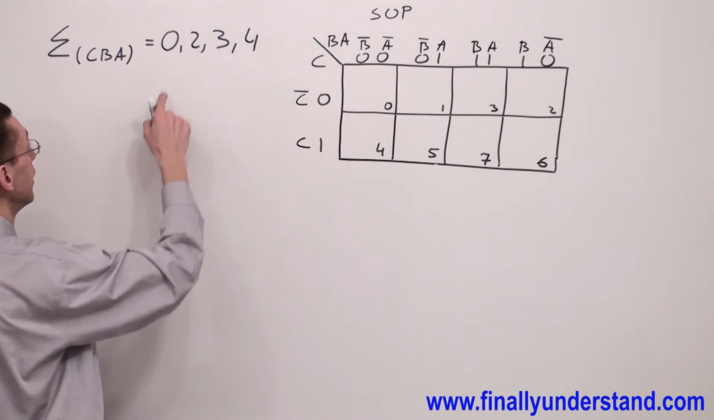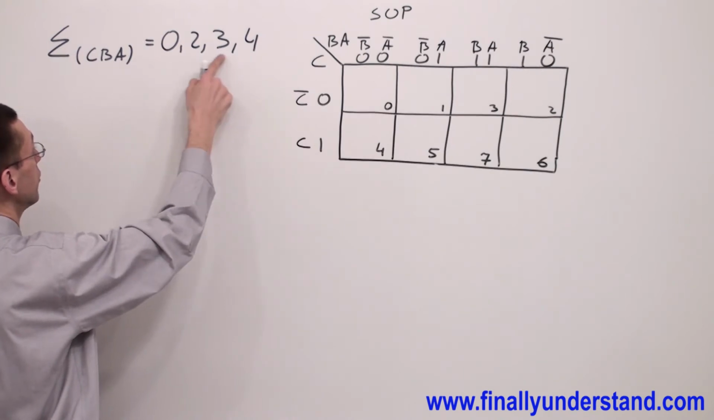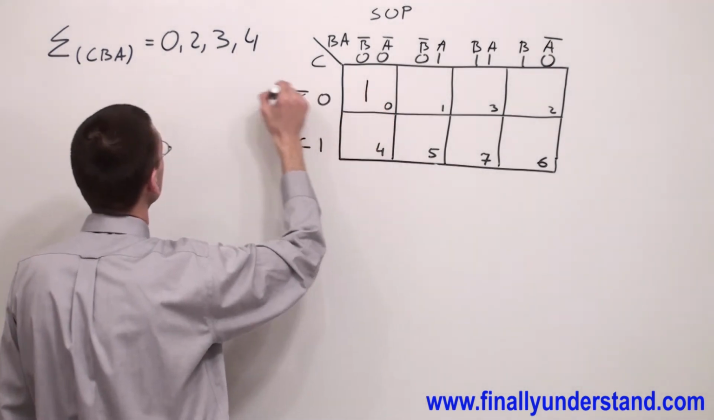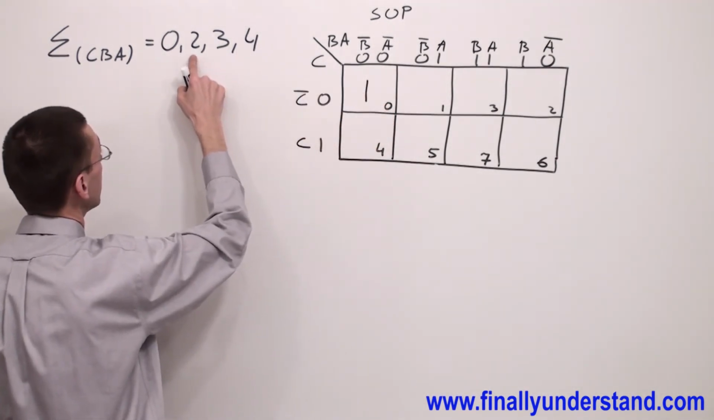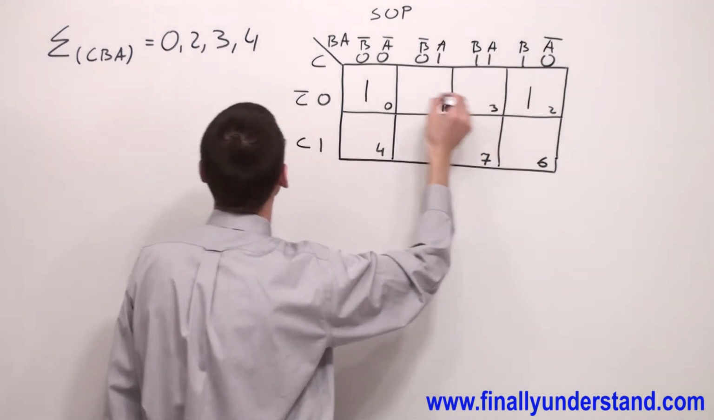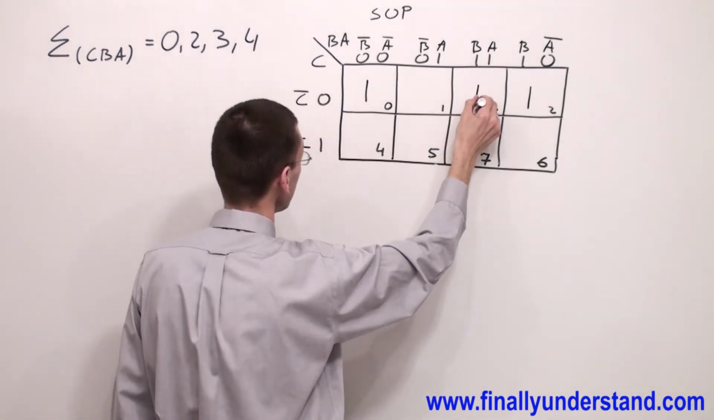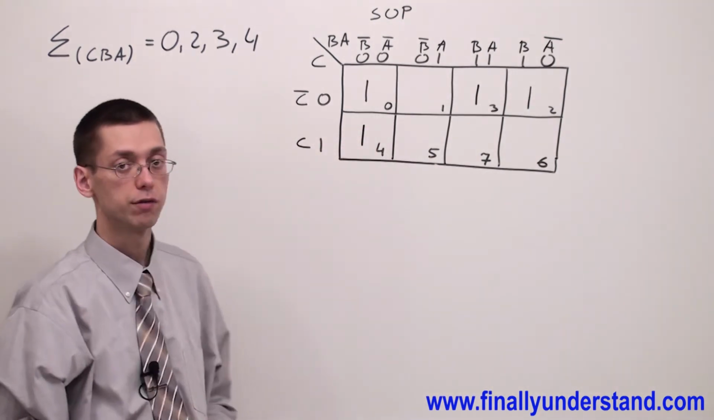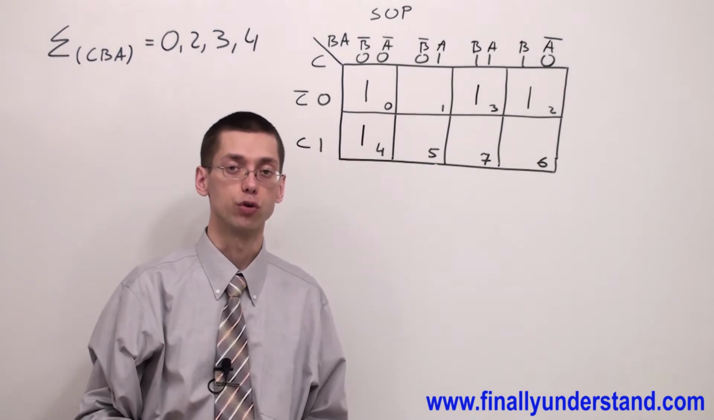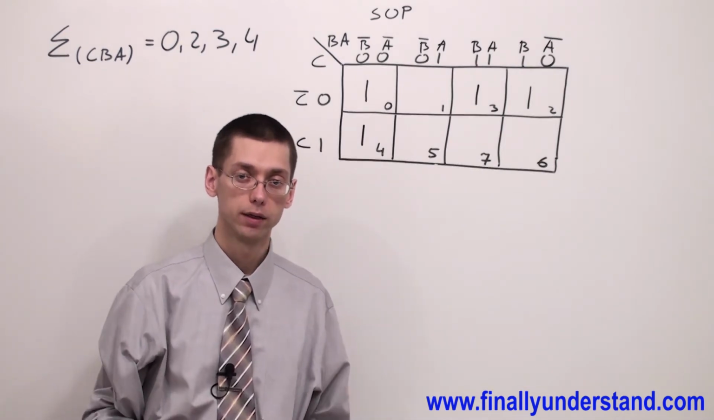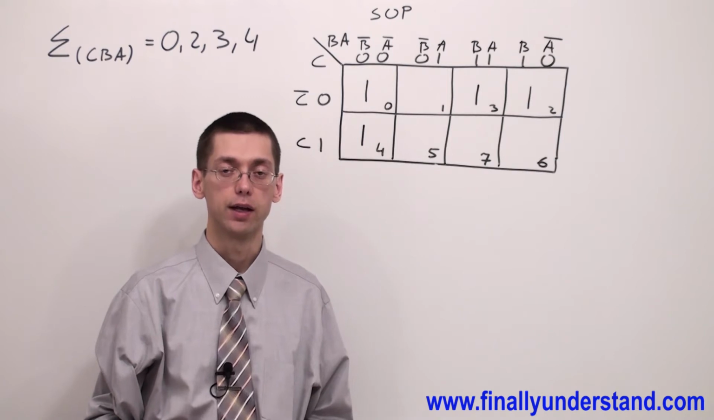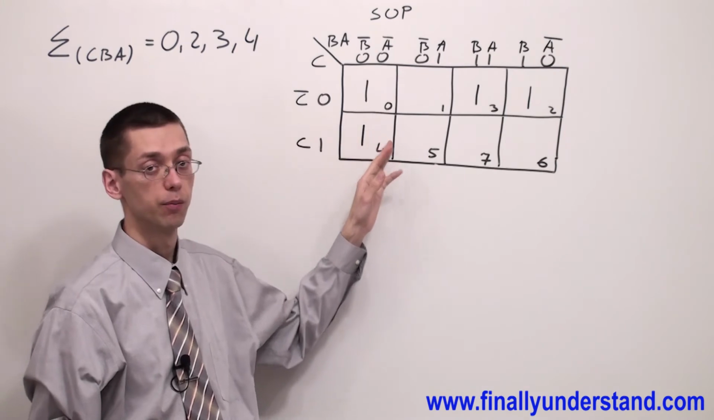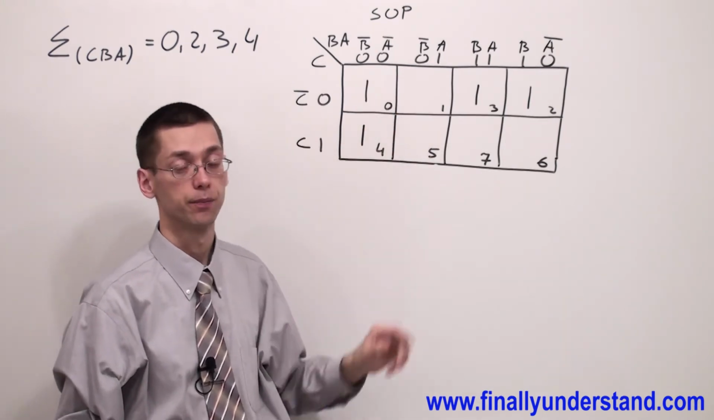Simply write 1 in every single cell with the following numbers. So cell 0 is supposed to have 1. Cell 2 is supposed to have also 1. Cell 3, 1, and cell 4. Anytime you deal with a three-variable Karnaugh map, you are going to group ones in groups of 1, 2, 4, and 8. You can group them horizontally, vertically, but never diagonally.